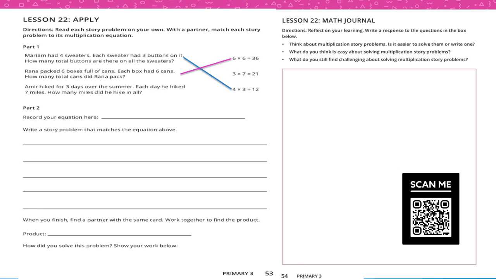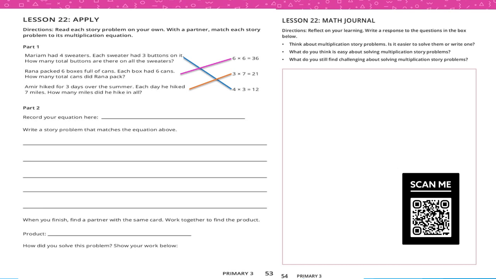Amir hiked for 3 days over the summer. Each day he hiked 7 miles. How many miles did he hike in all? So, for 3 days, each day he hiked 7. Each one day he hiked 7 miles. So, 3 days are 3 times 7 equals 21. 21 what? 21 miles. Yes.